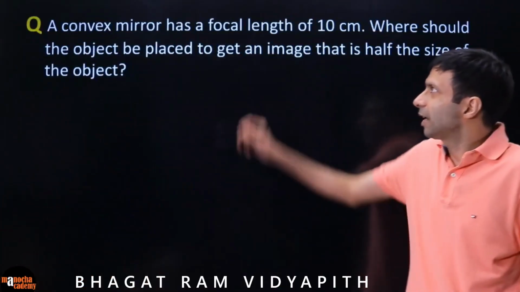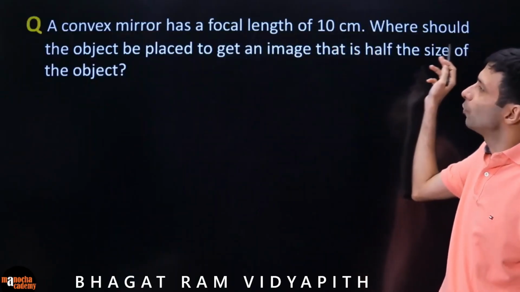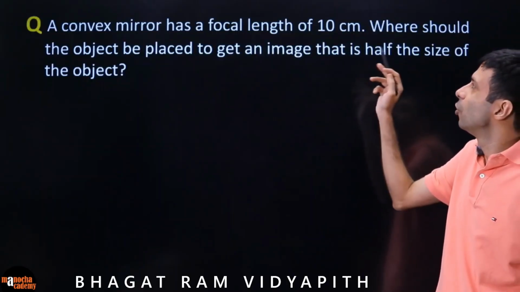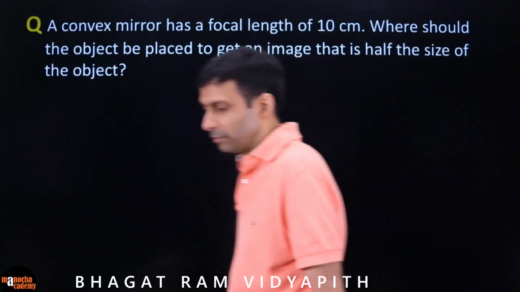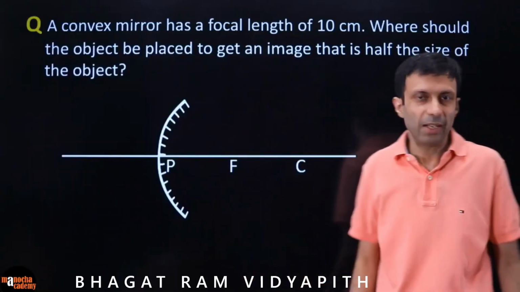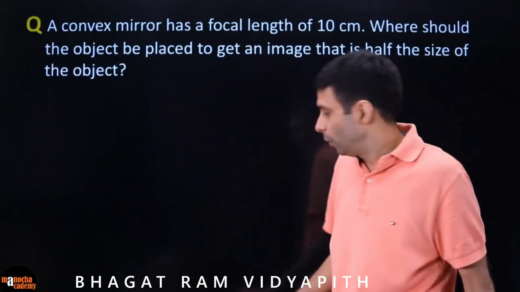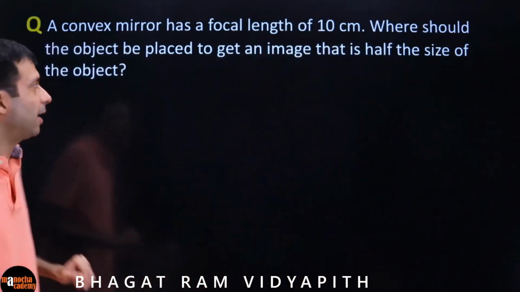Let's try another one. This time a convex mirror question. A convex mirror has a focal length of 10 centimeters. Where should the object be placed to get an image that is half the size of the object? So again, what is the first step? Sketch a rough diagram like this. So always remember, what is the first step you guys promised me? You will draw a rough diagram.